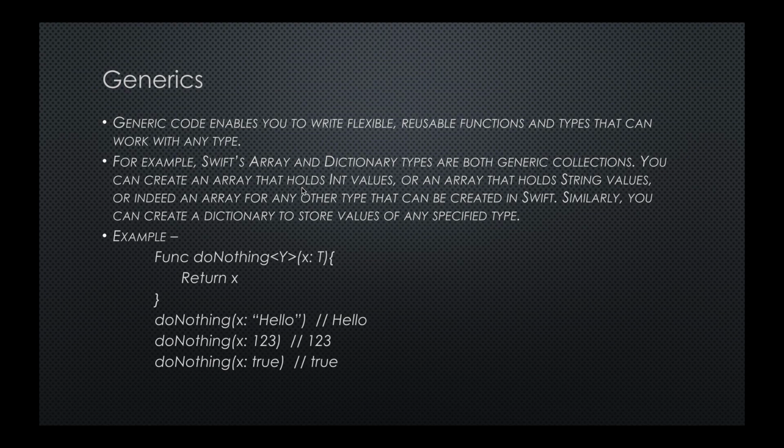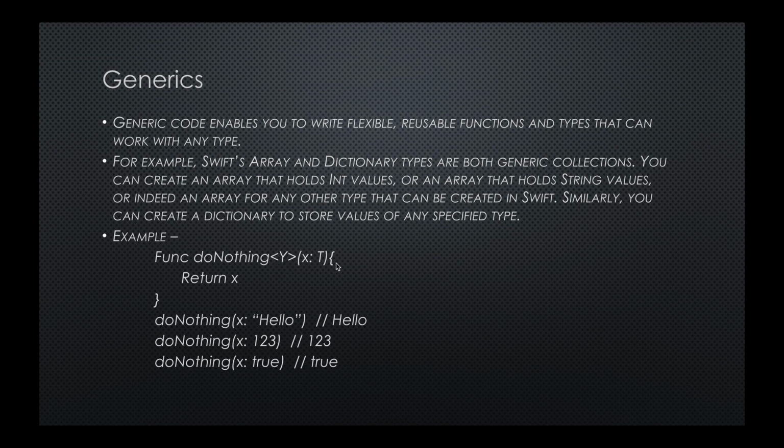You can create an array that holds int values or an array that holds string values, or indeed an array for any other types that can be created in Swift. Similarly, you can create a dictionary to store values of any specified data types. This is what is over here. So doNothing is the function. So this is how you define generic in this kind of structure.